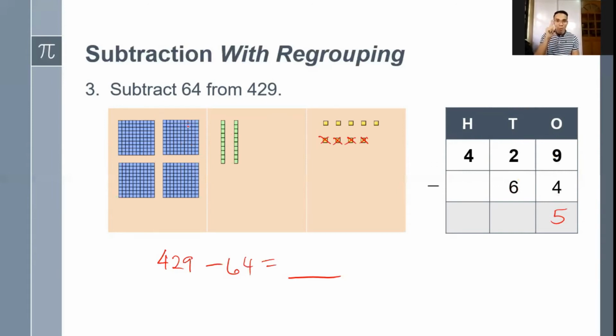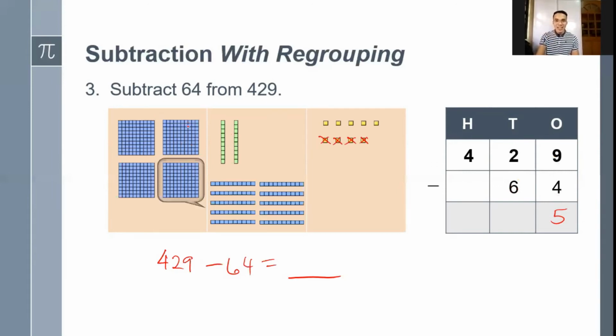Remember, 100 is the same as 10 tens. So from 2 tens, we have now 2 plus 10, that's 12. We have now 12 tens, and we have 3 hundreds.